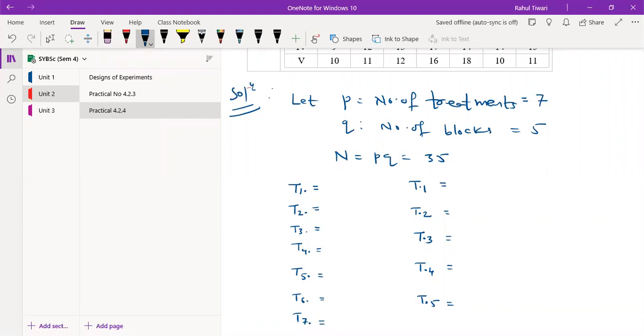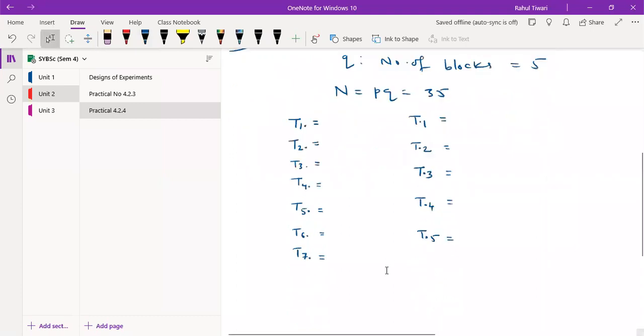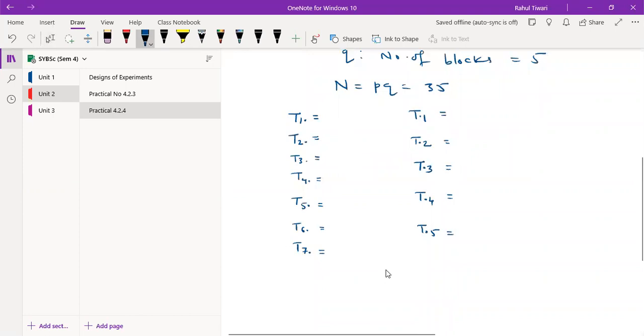And then based on that, you need to get the grand total. So what could be your grand total here? What could be your grand total? When you add these all, you will get the grand total.